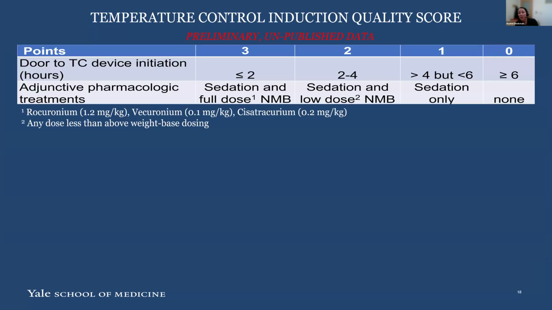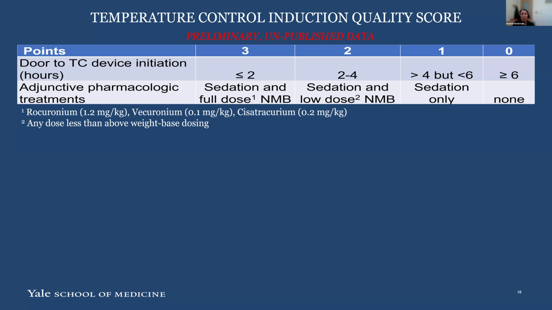We are currently evaluating the association between high-quality temperature control and outcomes. We used a score that is based on two parameters that appear to be important: the pre-induction time, or the time it takes to initiate temperature control, and the pharmacologic management of shivering. This score ranges from 0 to 6, with 0 being the lowest quality and 6 being the highest quality.